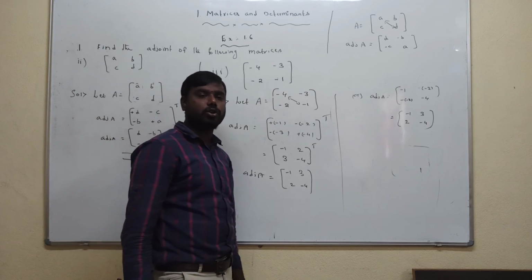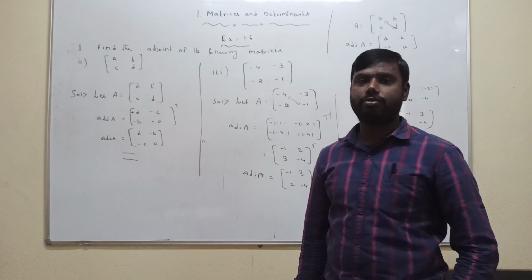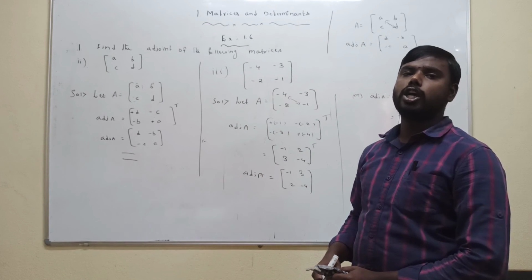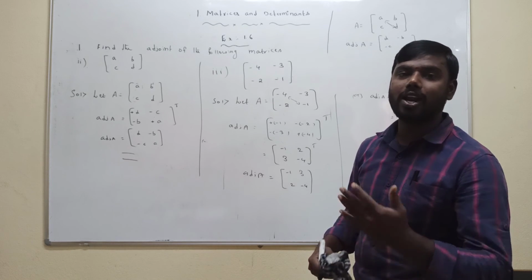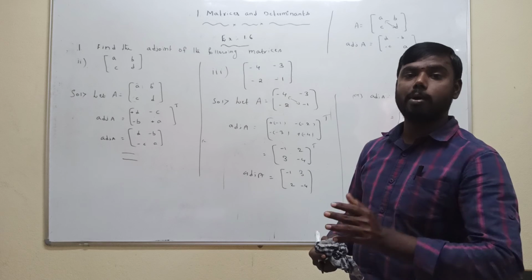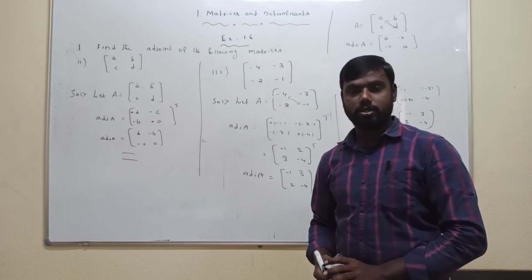I think you now understand the basic definitions: minor, cofactor, adjoint of a matrix, and how to find the adjoint of a given matrix A. In tomorrow's class we will discuss how to find the adjoint when the given A matrix is a 3 by 3 matrix.